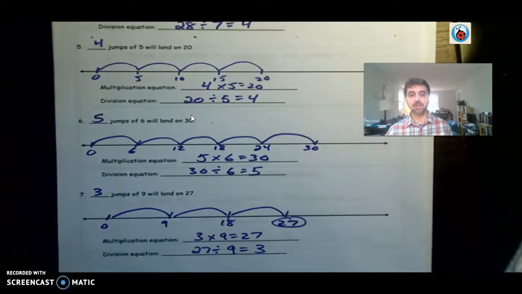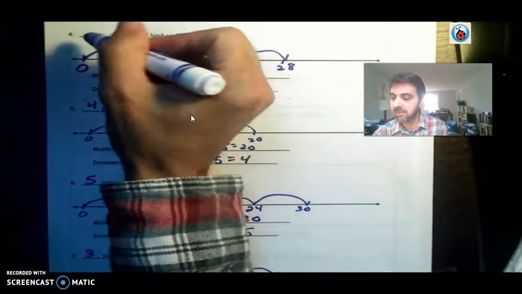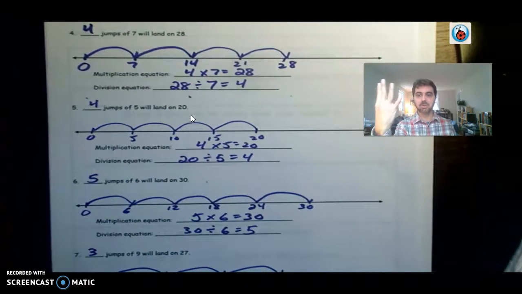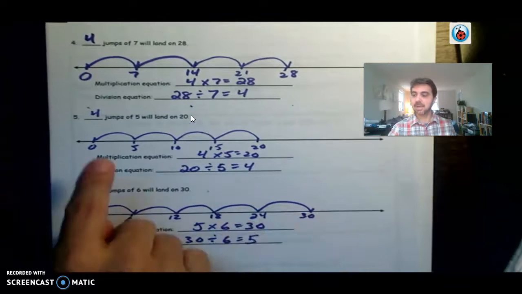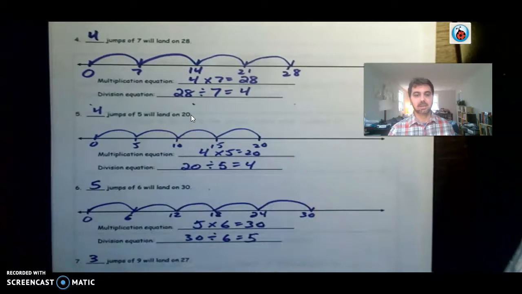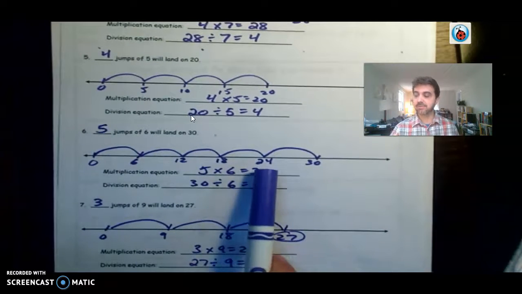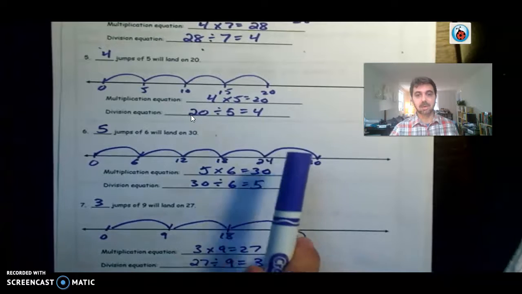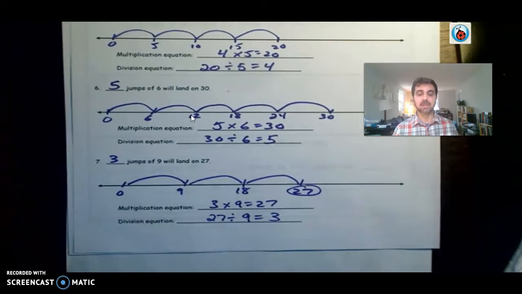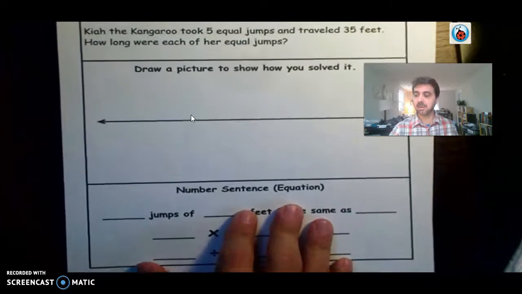And then this page, again, if you need to pause the video to look at it, feel free. There were 4 jumps of 7 to land on 28: 7, 14, 21, 28. Again here, there were 4 jumps of 5 to land on 20: 5, 10, 15, 20. 5 jumps of 6, we were just talking about that. We know that 4 jumps of 6 is 24, so one more jump would give us 30. I've written down the multiplication and division number sentences, and then finally, if you have 3 jumps of 9, you would land on 27. Feel free to pause the video and look at that if you need to. Otherwise, just follow along here.